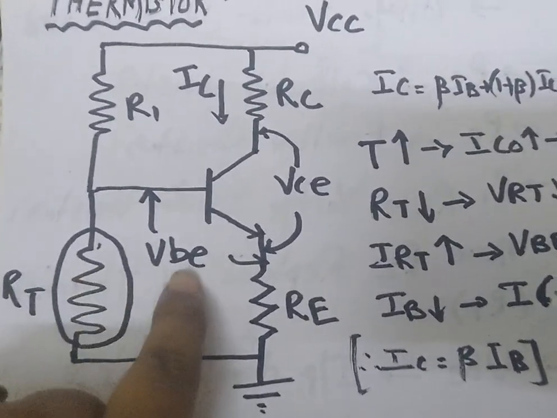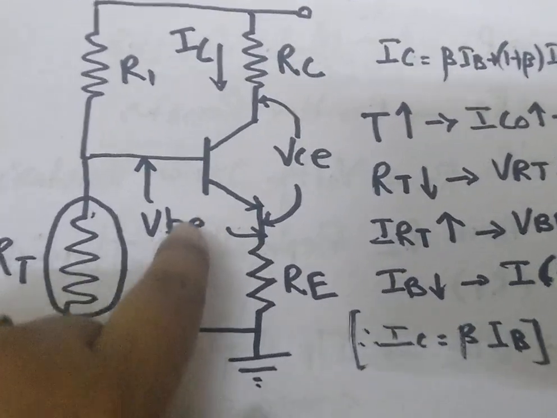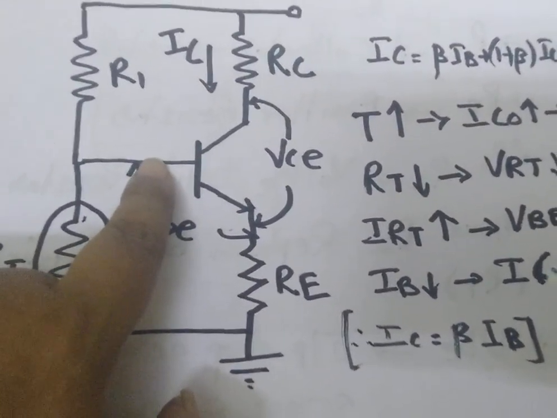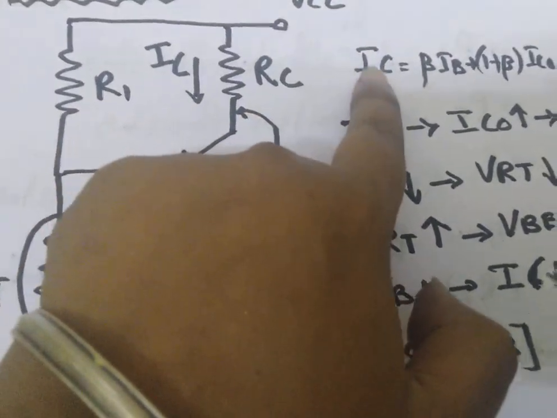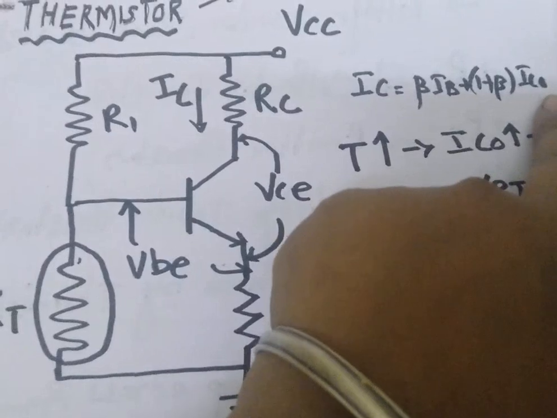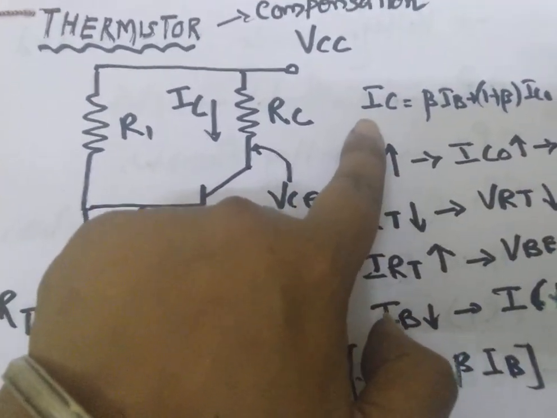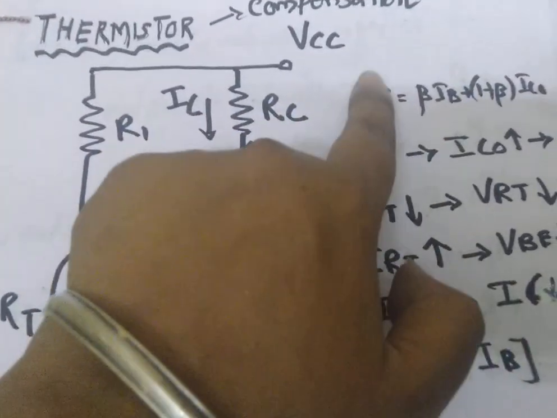What happens? Automatically the VBE value is reduced. Once VBE reduces, the input current, base current IB, is reduced. IB reduces means IC reduces, because IC equals beta IB. Once IC decreases, ICO decreases, so temperature decreases. Now IC is kept constant.